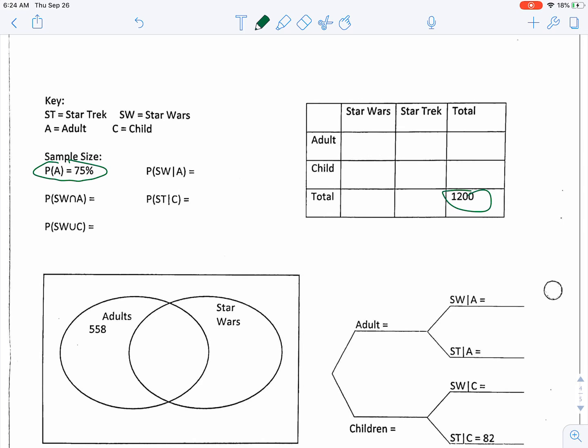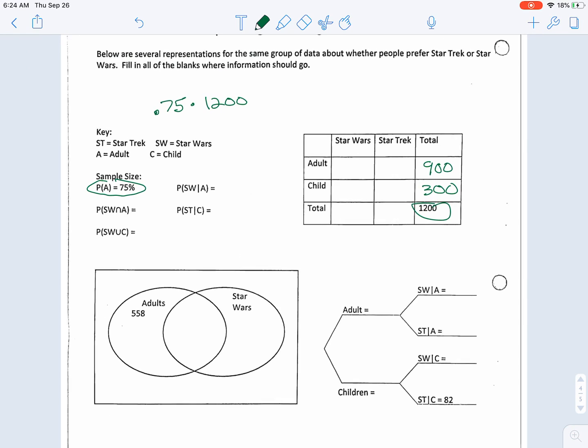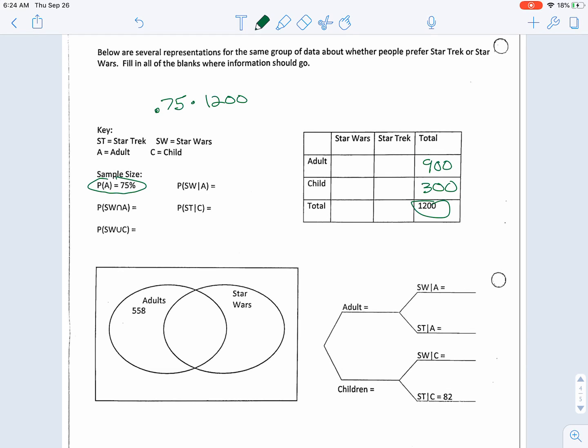So I need to find 75%. In your calculator, it goes like this: 0.75 times 1200 is 900. So this must be 300. Just from doing that, all of a sudden I have my breakdown of adults and children.